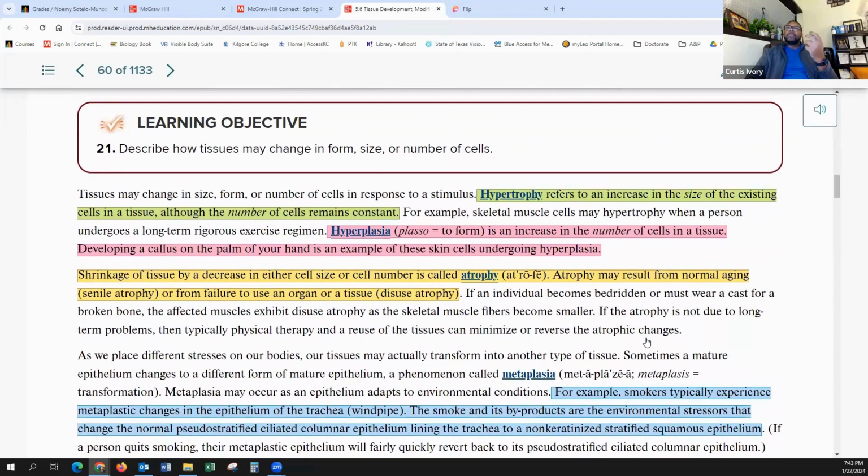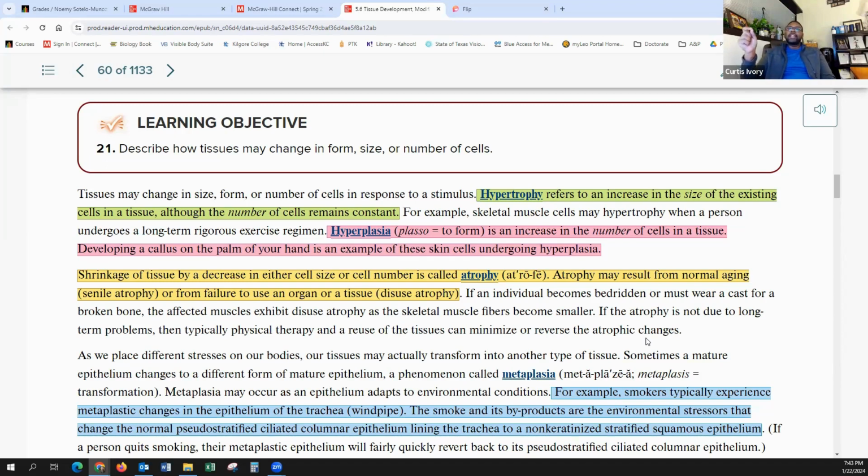So there's different types of abnormalities when it comes to tissue development. So you have what's called hypertrophy. Hyper meaning more than abundant. So hypertrophy refers to an increase in the size of the existing tissue. Hyperplasia means that there's a lot more forming. So hypertrophy is just the size increasing, versus hyperplasia means you have a lot more cells being made.